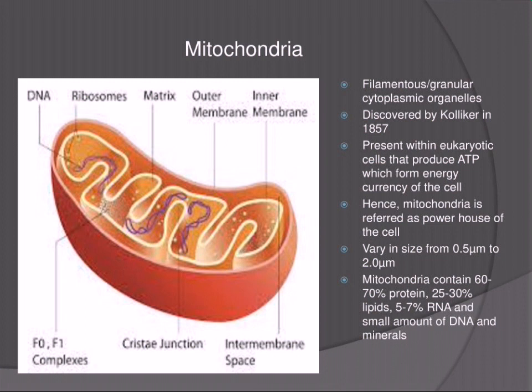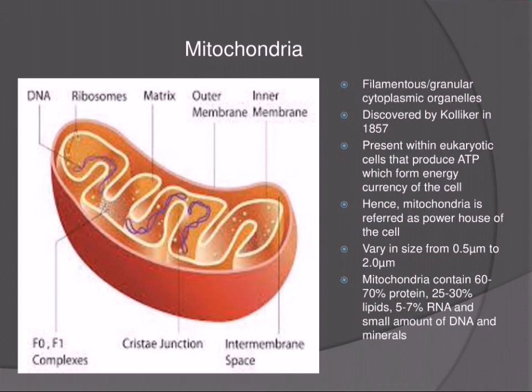So these are the various parts of your mitochondria. It contains outer membrane, inner membrane, and then cristae, and then ribosomes, and then your mitochondrial matrix, and then DNA, some tRNAs will be present.